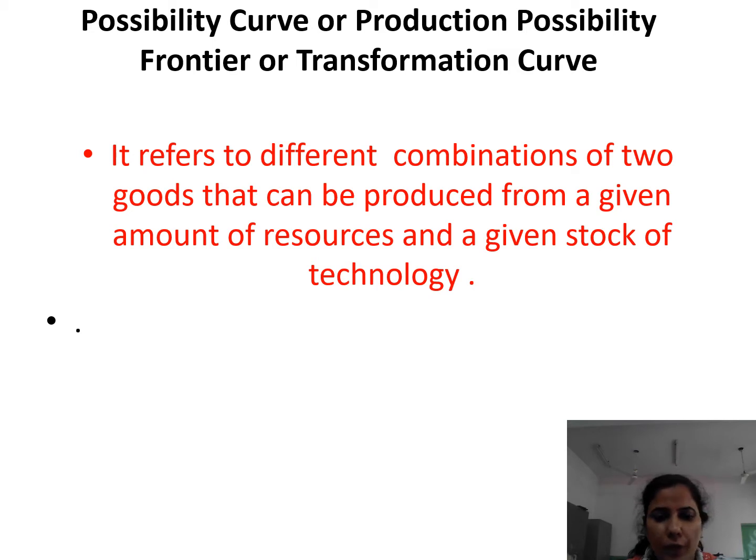given stock of technology. The production possibility curve shows only combinations of two goods, but with respect to two assumptions: firstly, resources are given, that means resources are constant, and technology is also given.